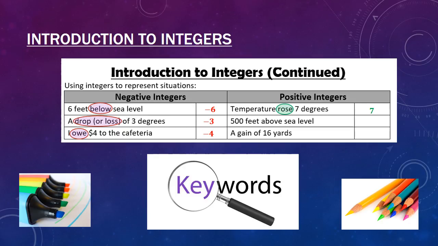500 feet above sea level. Above is our key word, meaning going up. And so our integer would be positive 500 or just 500. A gain of 16 yards in football. If we gain it, that's good. We want that. So that is a positive term, gain, and our number would be positive 16.